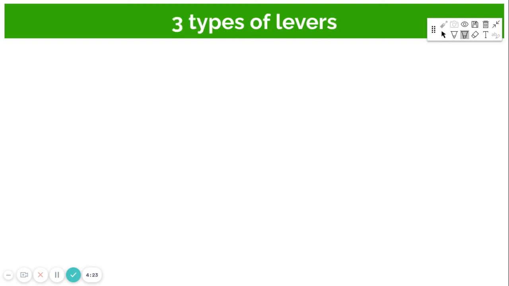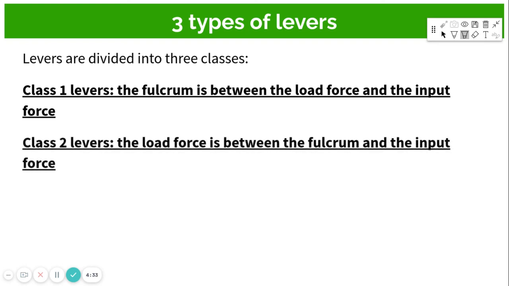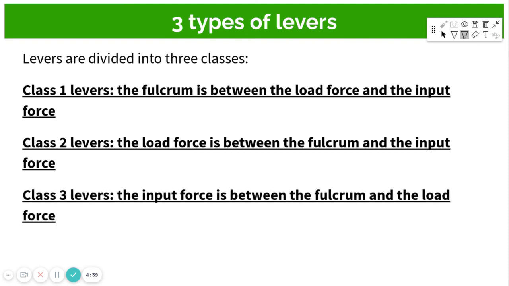Cool, moving on. So there are 3 types of levers. Class 1 is where the fulcrum is between the load force and the input force. We are going to go over this in our next video. Class 2 is where the load force is between the fulcrum and the input force. And class 3, the input force is between the fulcrum and the load force. Okay, sorry, I skipped ahead there. So those are your 3 classes.